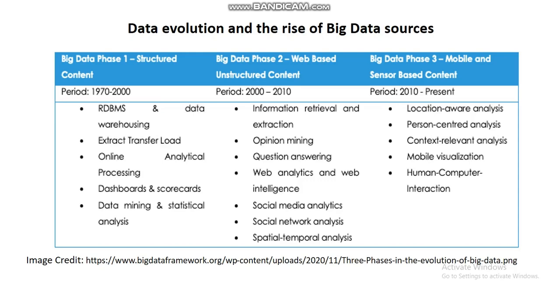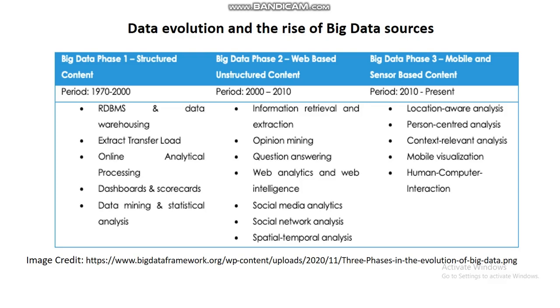So earlier, in phase 1, we are talking about RDBMS, or data warehousing, the basic ETL process, that is extract, transform and load, and online analytical processing. These are some of the points we consider as phase 1 structured data. In phase 2, information retrieval, opinion mining. It is going a step ahead: question answering, social media analytics, web analytics and web intelligence.